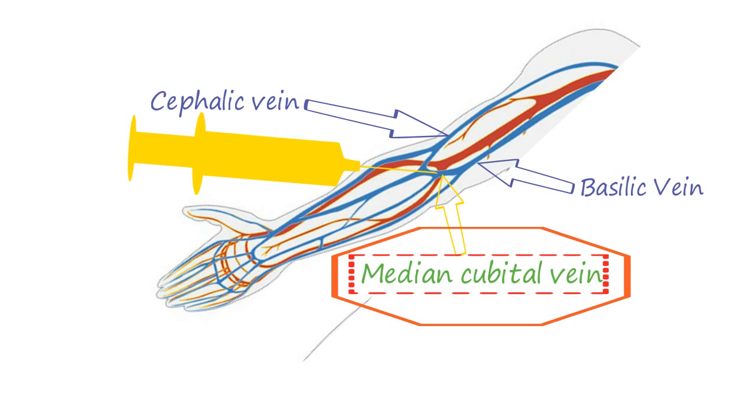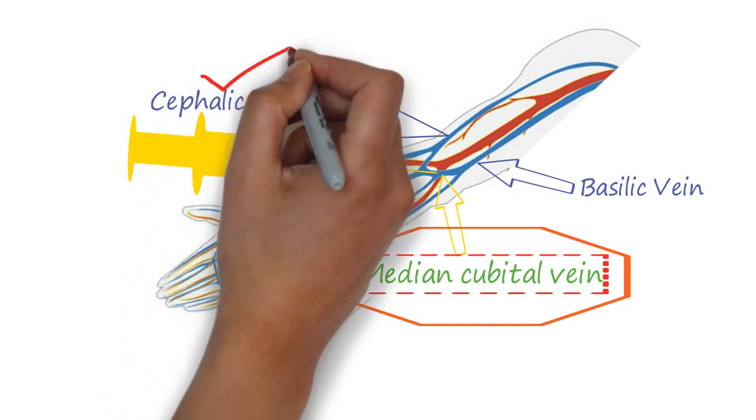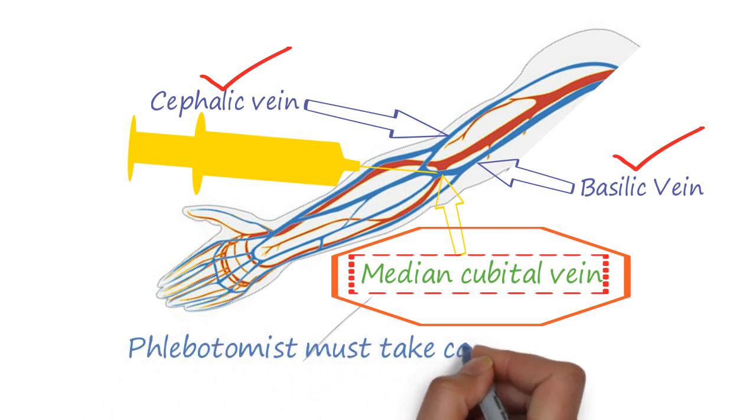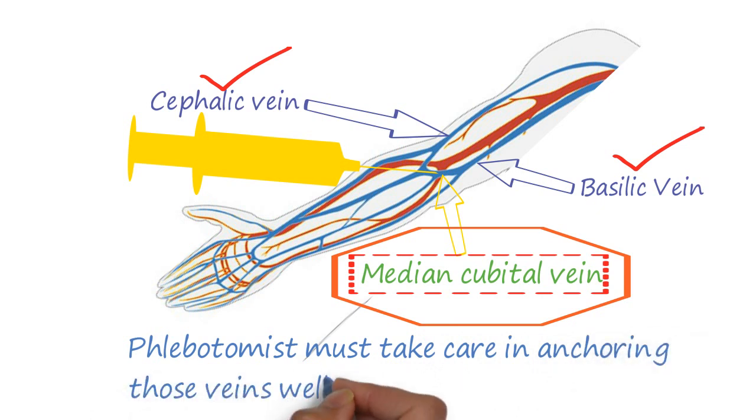In some people, the cephalic vein and the basilic vein may be more easily located than the median cubital vein. And in this case, the cephalic or basilic vein may be the appropriate vein to draw the blood. The phlebotomist must take care in anchoring those veins well to prevent rolling.